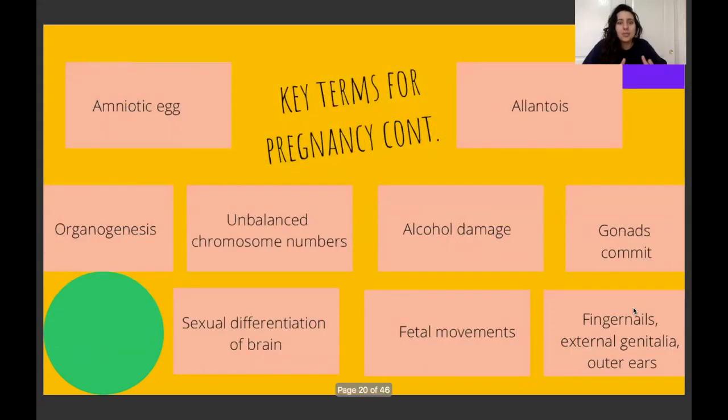Oh my God, there's more. Okay, so amniotic egg. How does that relate to pregnancy as we've evolved? Allantois. Okay. Organogenesis, unbalanced chromosome numbers, alcohol damage, gonads commit, sexual differentiation of the brain. So scientifically, yes, female and male brains are different. Fetal movements, fingernails, external genitalia, and outer ears. When do all these develop? What trimester?